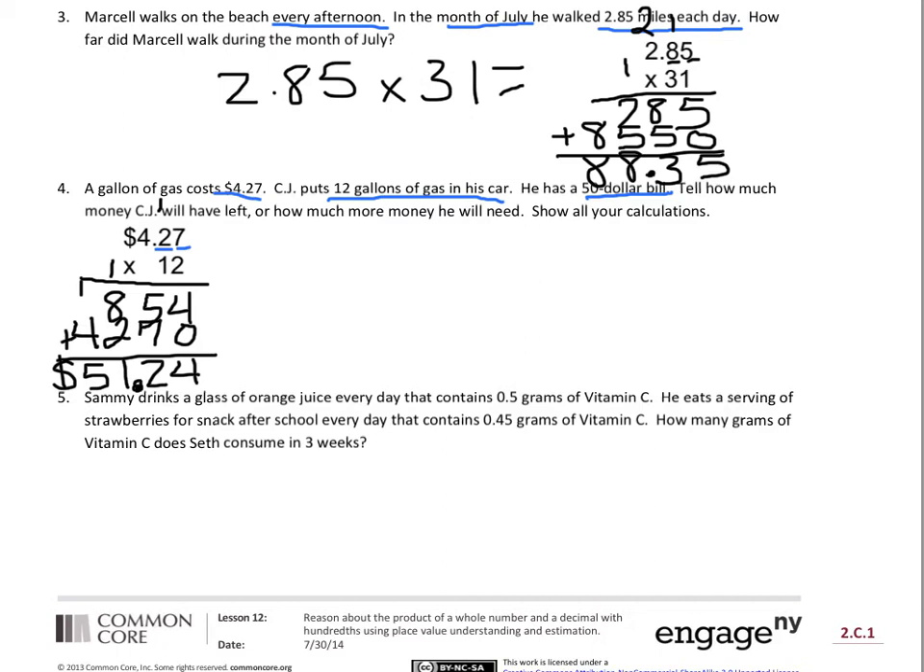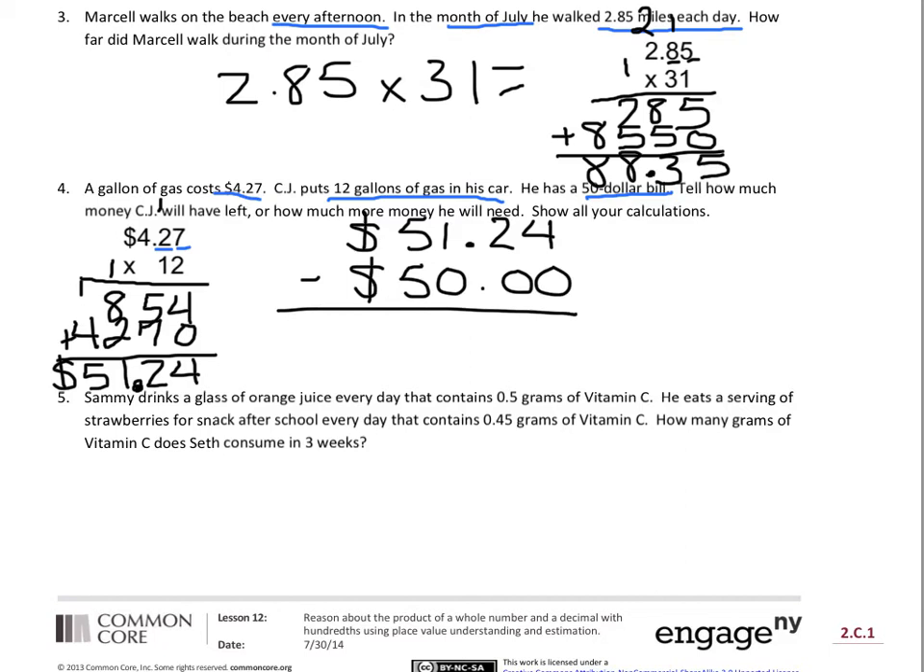So what we're going to do is take the $51.24 and subtract $50 from that amount. Now we can subtract. 4 minus 0 is 4. 2 minus 0 is 2. Bring down your decimal. 1 minus 0 is 1, and 5 minus 5 would be 0. So now I'll insert my decimal place. CJ will still need another $1.24 to finish filling up his gas tank. Let's move on to our final problem.